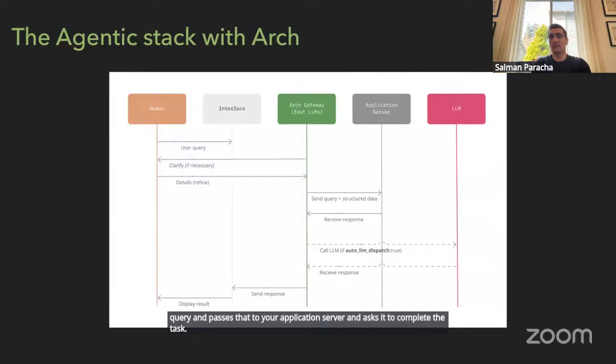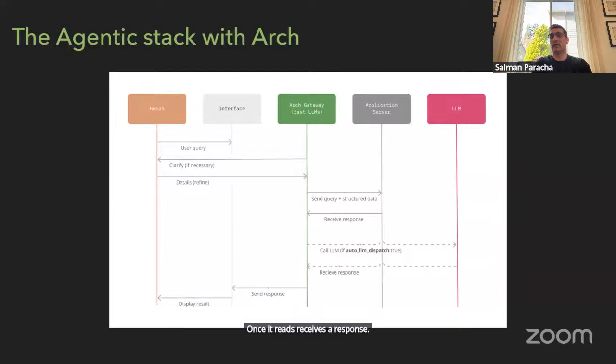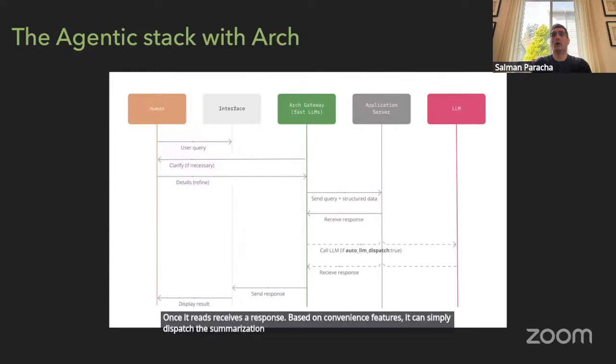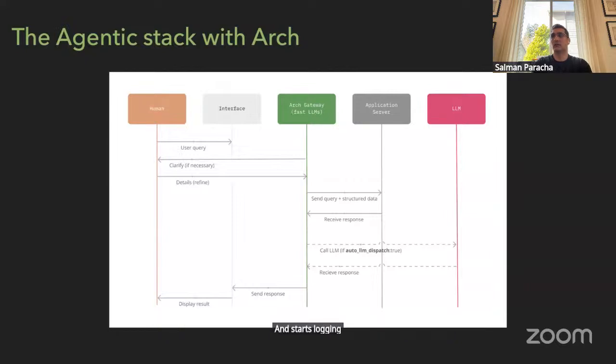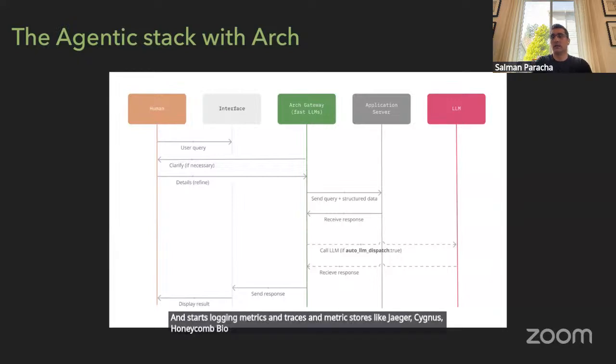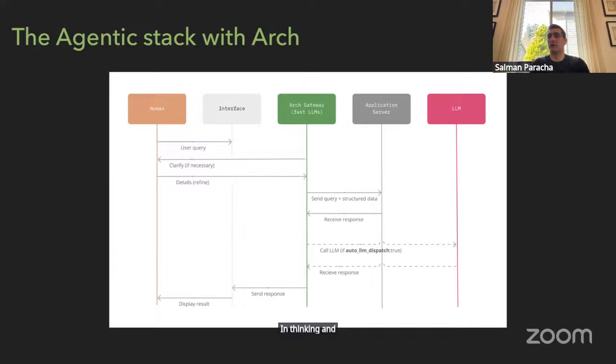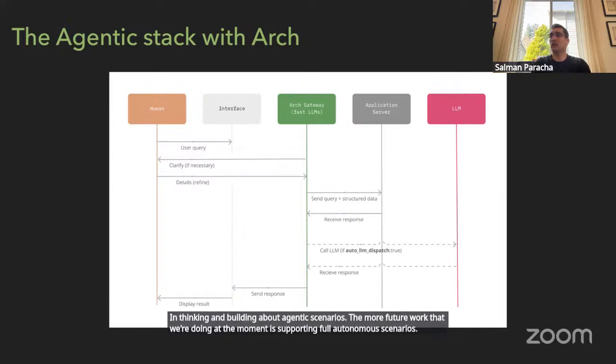Once it receives a response, based on convenience features, it can simply dispatch the summarization call to one or many more large language models configured using a unified interface, and starts logging metrics and traces in metric stores like Jaeger, Signoz, Honeycomb.io, and any other OpenTelemetry-based store, so that you can start moving faster and thinking and building about agentic scenarios.